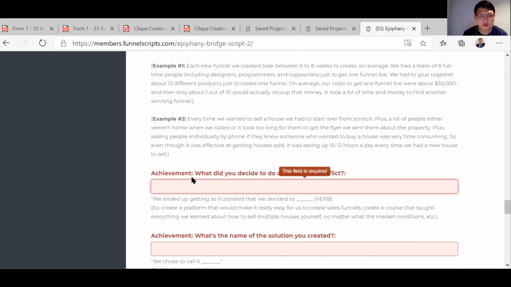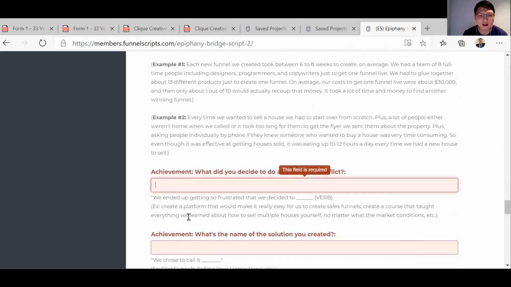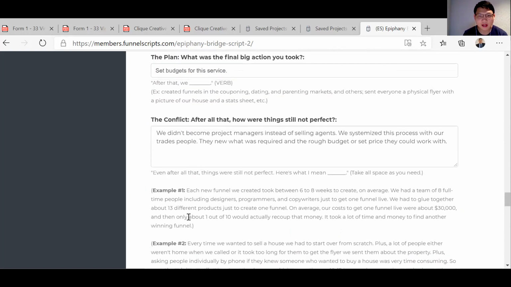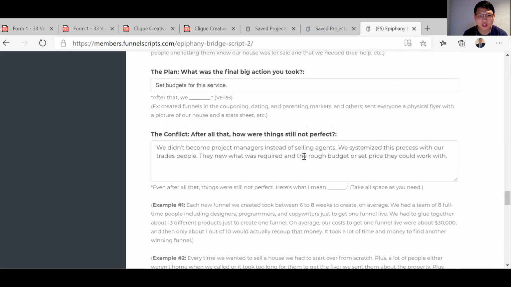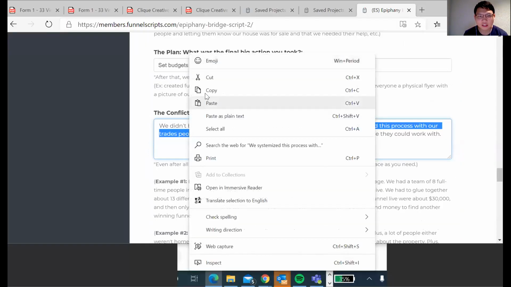So what did you decide to do? Basically, I think you answered this question in the conflict, just copy the answer and put it here. Like, we systemize the process with our trade people. No, not that, yeah, copy that one. Yeah, cut.